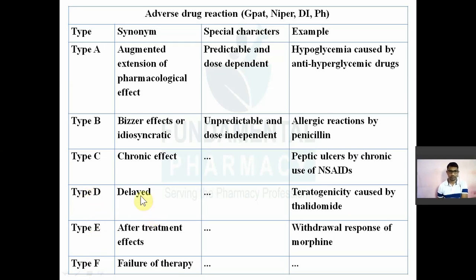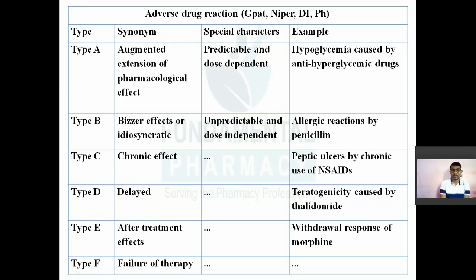Type D is known as delayed type. They are not immediate. You will not observe an immediate adverse drug reaction. They are delayed. Suppose that a pregnant woman takes thalidomide, or a pregnant woman takes valproic acid, for different conditions. These drugs may exert a teratogenic effect in the fetus.